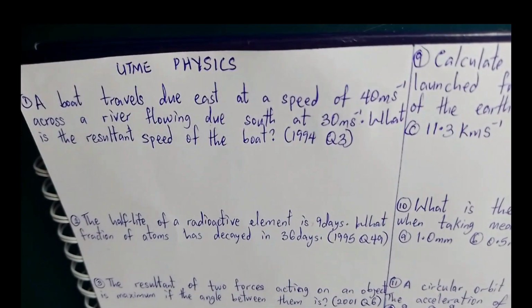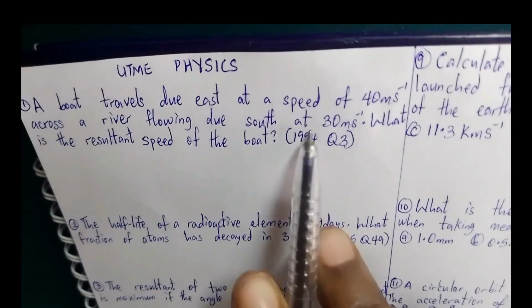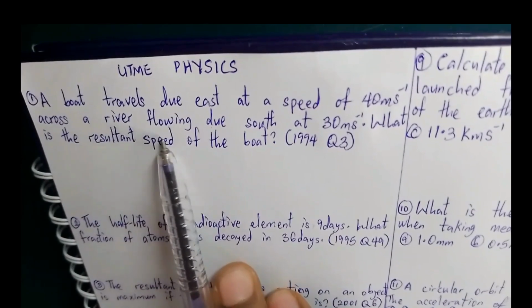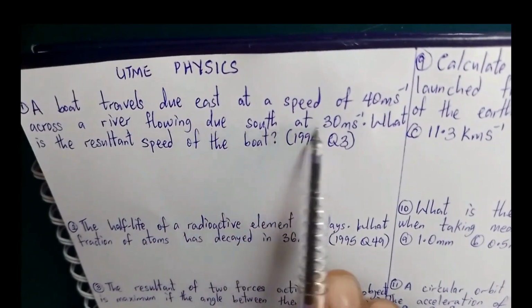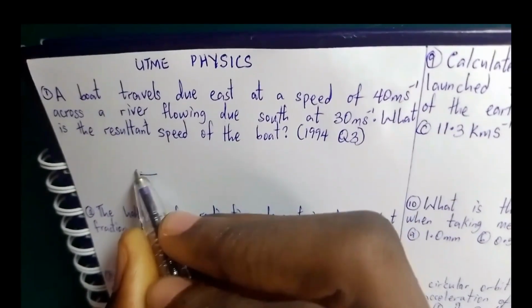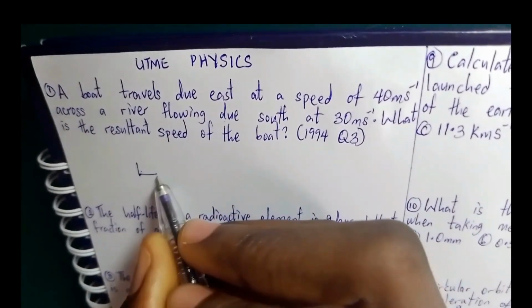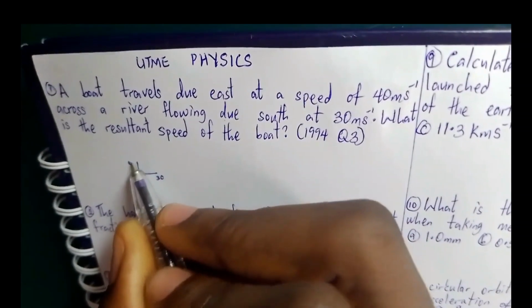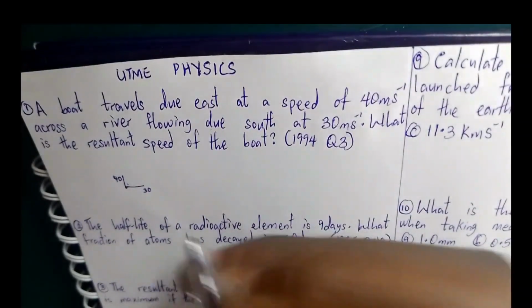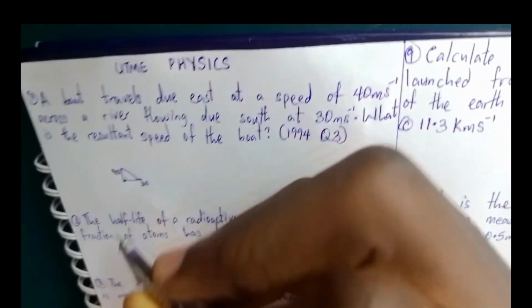The first question we have here says a boat travels due east at a speed of 40 meters per second across a river flowing due south at 30 meters per second. This is east, this is south. 30 meters per second, 40 meters per second. Now, what is the resultant speed of the boat? The resultant speed is like this.